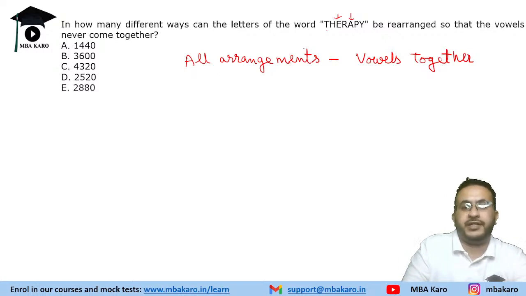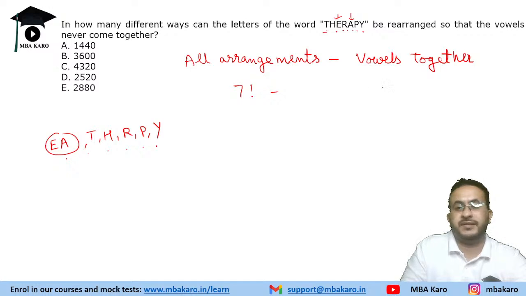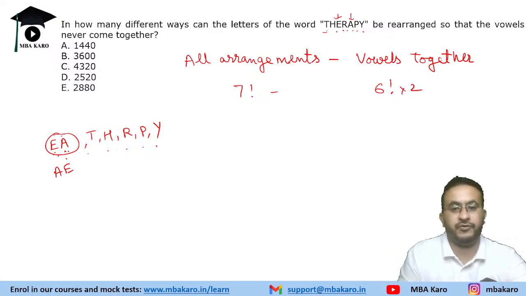Now, if you take all arrangements, there are 1, 2, 3, 4, 5, 6, 7 letters. So 7 factorial minus vowels together. Vowels together means you will take E and A together. Then we have T, H, R, P, Y. So how many elements are there? 1, 2, 3, 4, 5, 6. 6 elements are there. They can be arranged in 6 factorial ways. And E and A can be arranged in 2 ways. Like you can have EA or you can have AE. So that is the number of arrangements that you will have to subtract.